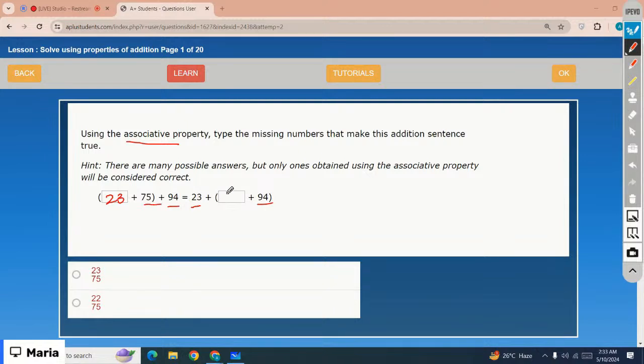Now you have 75 here and here the missing number. So that is 75. The correct option is 75, right? The correct option is 23 and 75. Option number 1 is the correct option.